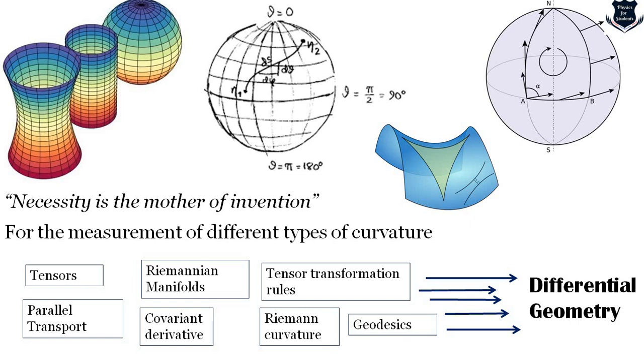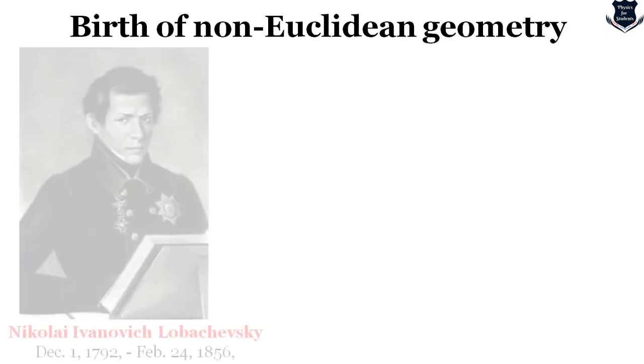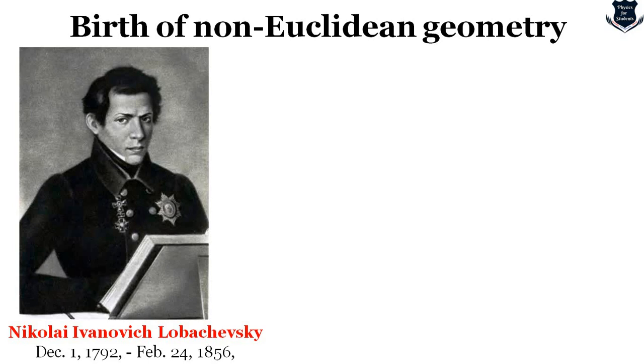Why I am talking on those aspects is because, along with our understanding of fundamental concepts, it is important for us to understand how things evolved through the passage of time in the annals of history, right? So these things which you're seeing right at the bottom, parallel transport, Riemannian manifolds, eventually led to what is called differential geometry. Right. So the birth of non-Euclidean geometry first started with this gentleman.